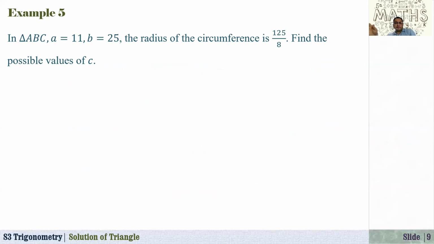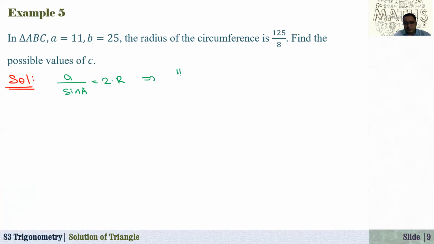Example 5. In triangle ABC, a is equal to 11, b is equal to 25 units. The radius of the circumcircle is 125 over 8. Find the possible values of c. Let's use green here. Since we know, again by using the sine law, a is given. So from here, a over sine of A is equal to 2 times R. I can write b over sine B or c over sine C, it doesn't matter, I just want to use this one.